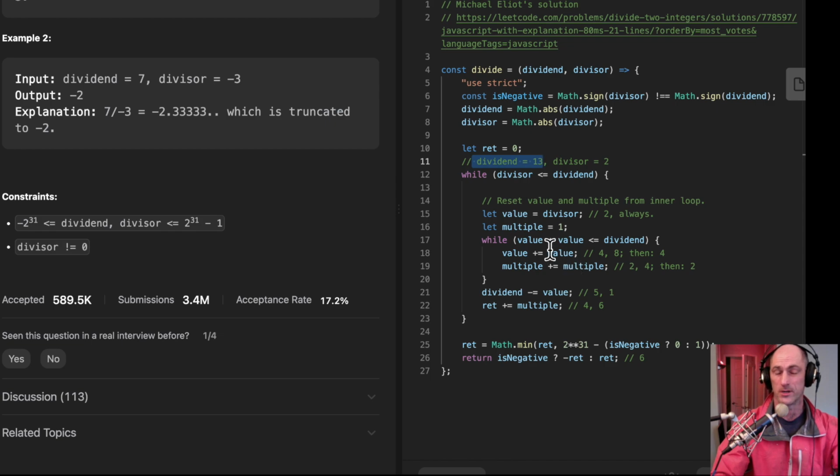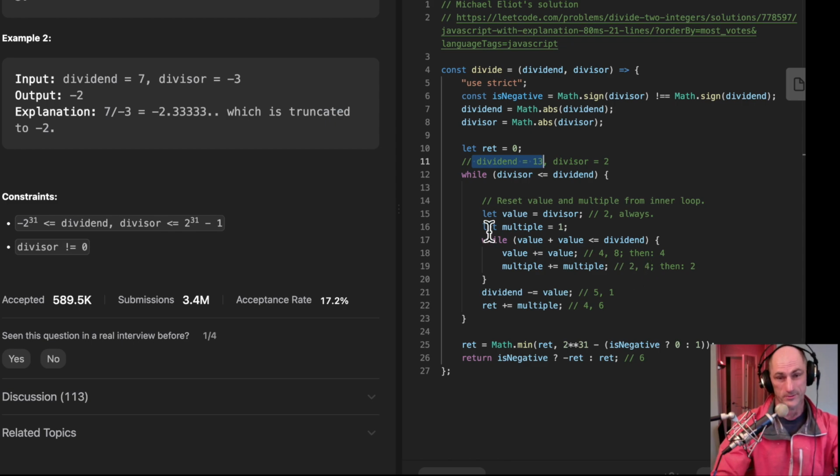2 plus 2 was 4, and now we have 4. Value is 4, remember, because we incremented it here. 4 plus 4 is 8. That's less than dividend, and dividend is 13. So now value is going to be assigned 8. It's going to be plus equals. We're going to reassign it there. Now value is 8. Multiple is now going to be equal to what it was before, doubled, 4.